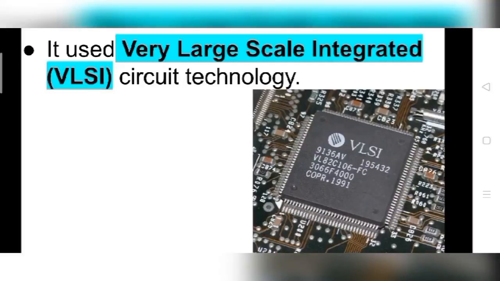Fourth generation computers used very large scale integrated, whose short form is VLSI, circuit technology. This is an image of VLSI. Alright, now what is VLSI? Let me explain it to you.